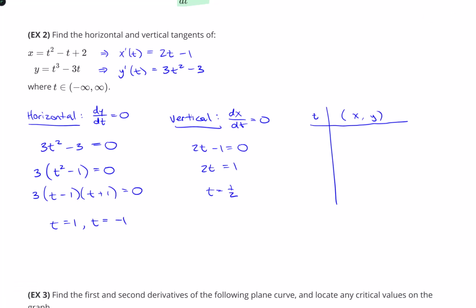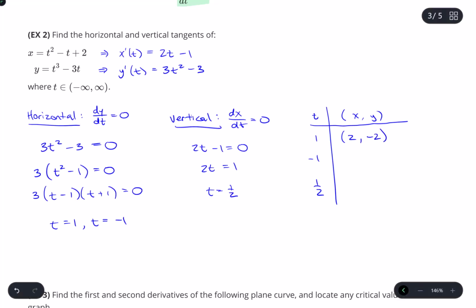So for instance, if I have positive 1, negative 1, and 1/2 as my t values, then if I plug 1 into the x component, that would be 1 minus 1, which is 0, plus 2, so has an x coordinate of 2. And then if I put 1 into the other function, that would be 1 minus 3, which would be negative 2. All right, so (2, -2) should have a horizontal tangent.